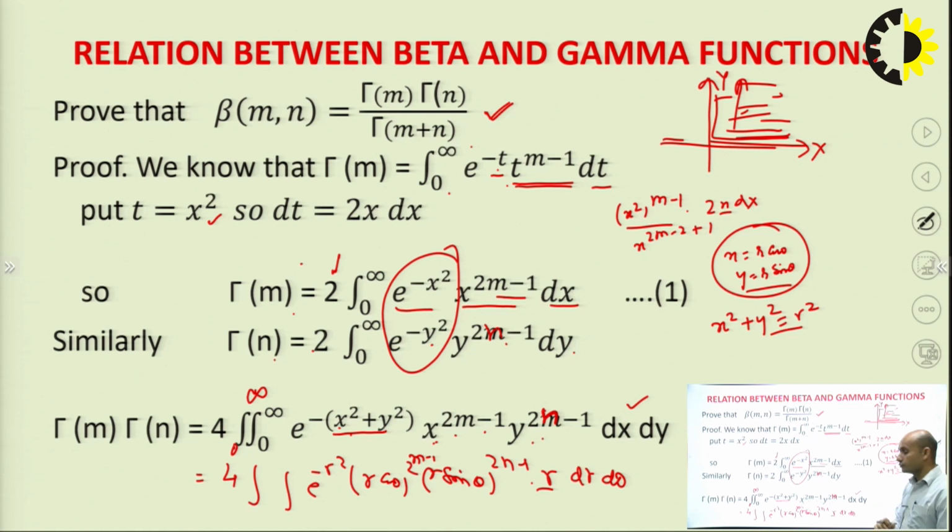If we are transforming this integration from Cartesian to polar, then first we have to find the Jacobian of x, y with respect to r and theta, and we know that this Jacobian is actually r. Now we have limits. Since we have no boundary for r, the limit of r will be from 0 to infinity, and theta in the first quadrant will be from 0 to pi by 2. So this is the transformation of this integration into polar form.